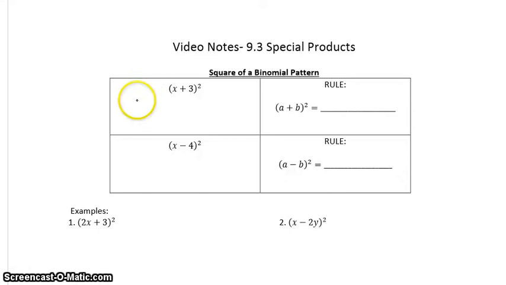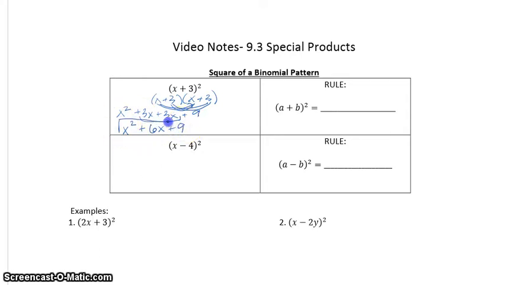If we multiply this out, we have x plus 3 times x plus 3. So x times x gives us x squared. X times 3 gives us 3x, 3 times x gives us 3x, and 3 times 3 gives us 9. We can simplify this to x squared plus 3x plus 3x, which gives us 6x plus 9.